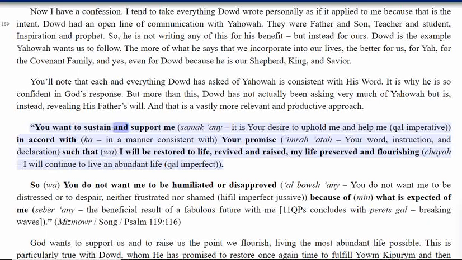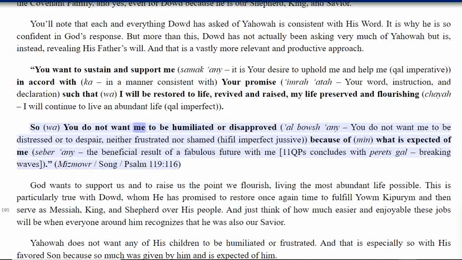You want to sustain and support me, Samech any, it is your desire to uphold me and help me, Kal imperative, in accord with, Ka, in a manner consistent with, your promise, Imra otter, your word, instruction, and declaration, such that, Wa, I will be restored to life, revived and raised, my life preserved and flourishing, Chea, I will continue to live an abundant life, Kal imperfect. So, Wa, you do not want me to be humiliated or disapproved, Albosh any, you do not want me to be distressed or to despair, neither frustrated nor shamed, imperfect Yosef, because of, min, what is expected of me, seba any, the beneficial result of a fabulous future with me.